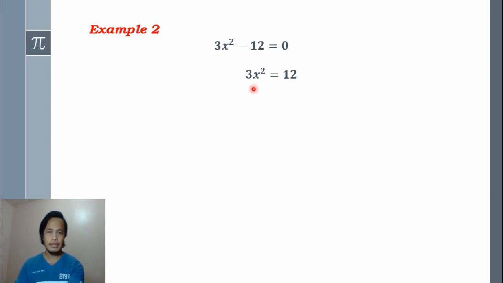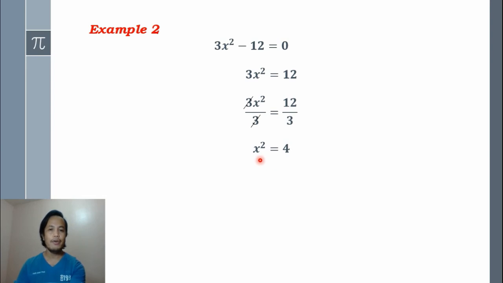Now this time, since we have here the coefficient of x squared, which is 3, we need to eliminate first the 3 before we can extract the square root. So to eliminate the 3 here as the coefficient of x squared, we need to divide both sides of the equation by 3. That's why you can cancel out the 3, and what remains is the x squared. Then 12 divided by 3 is 4.